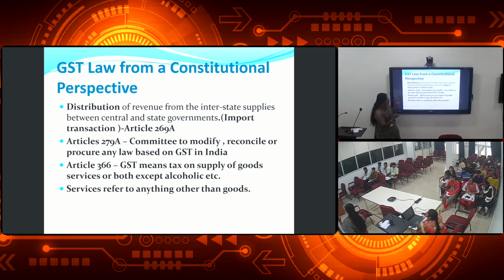Okay. Next, Article 279A is a committee which can modify, reconcile or procure GST laws in India. They are going to modify, procure, or reconcile any kind of law based on the GST which is going to be implemented in our India. Okay, Article 366 is the tax on the supply of goods and services except alcoholic liquor and so on. These kinds of articles come under Article 366. The services refer to anything other than goods.